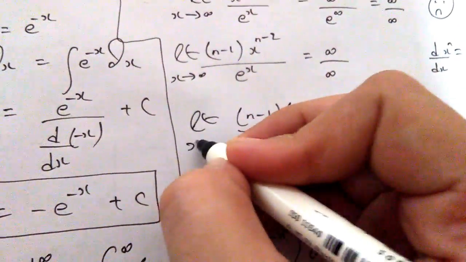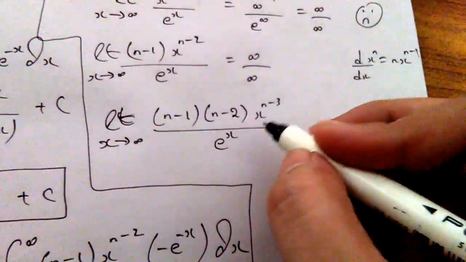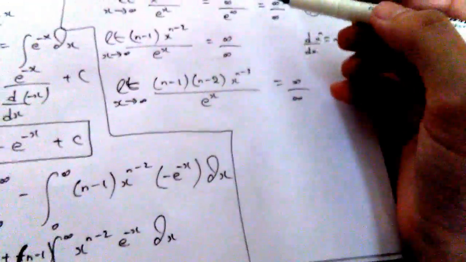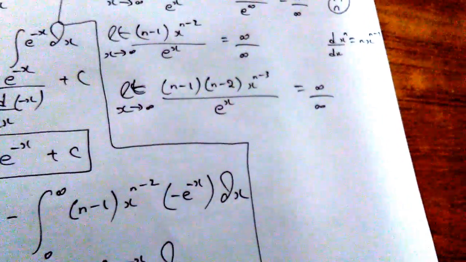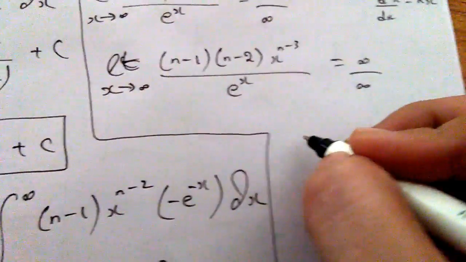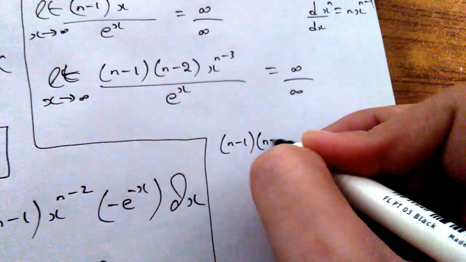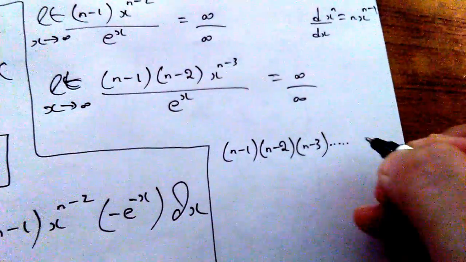Then you again apply the limit. Once you apply the limit, it is still infinity upon infinity. So you keep on taking derivatives n minus 1 times. The n minus 1th derivative is going to help us out here. So you keep on going and taking the derivatives, going on and on.